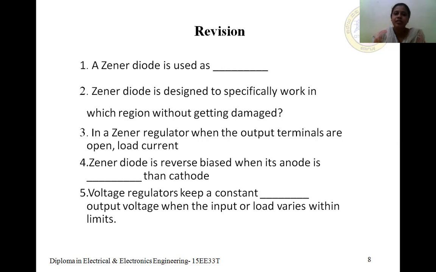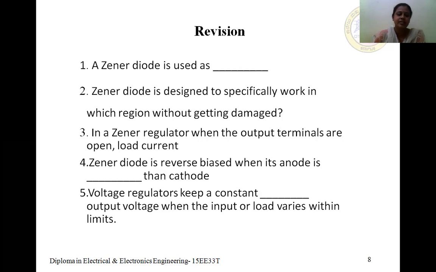The next question is: Zener diode is designed specifically to work in which region without getting damaged? Normally the Zener diode is operated in the breakdown region. In this breakdown region, it is not damaged even if we increase the reverse current. The third question is: in a Zener regulator, when the output terminals are open, the load current becomes zero. When the output terminals are open, the load current will be zero.